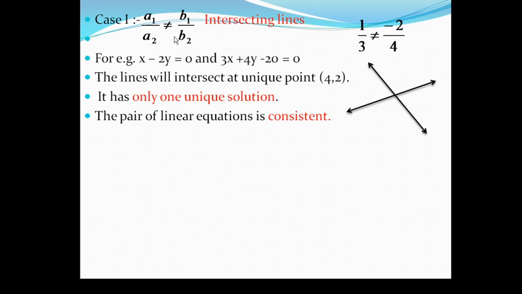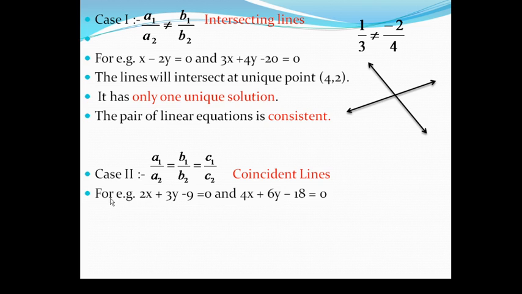Okay, now let's move towards case second. In this case, we compare all the three: a1 upon a2 is equal to b1 upon b2 is equal to c1 upon c2. That means these ratios are equal. That means the lines are coincident lines. Let's have a look over the example. See, this is the example.